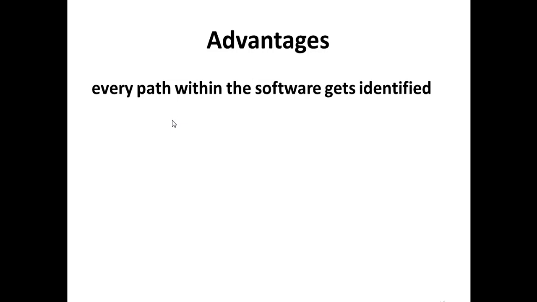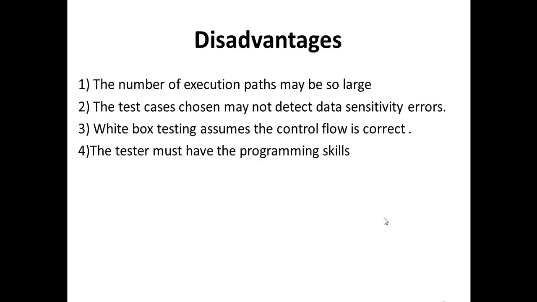So this is the advantage of having this particular testing technique first implemented. There are some downsides or disadvantages of having this testing technique. The first one is the number of execution paths may be so large. If your software is big, there are possibly a number of paths existing in your software. If you take all the permutations and combinations of all the paths, then that will be really huge. So if you want to exercise each and every path of that software, then sometimes it is not practical.